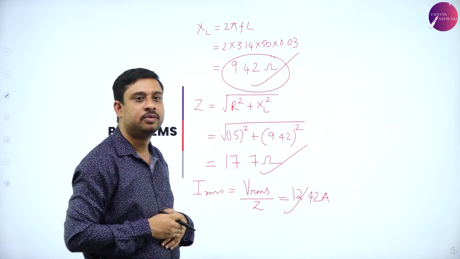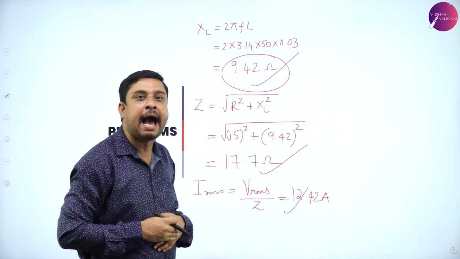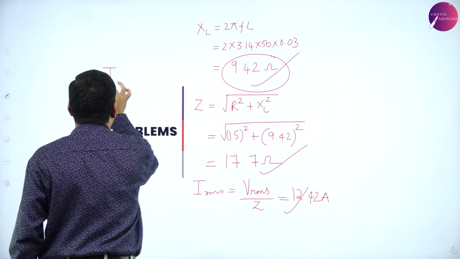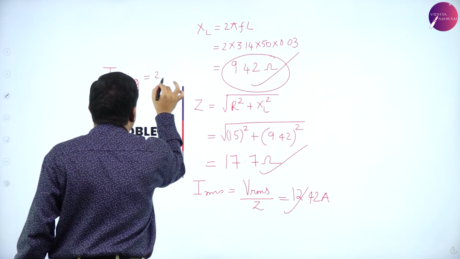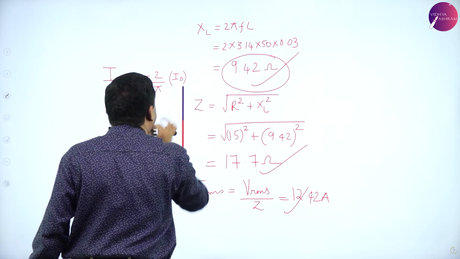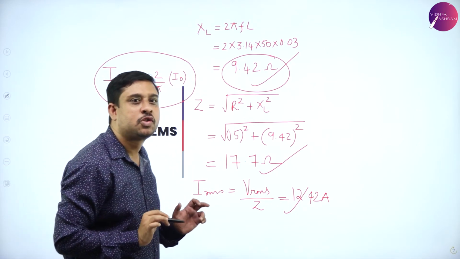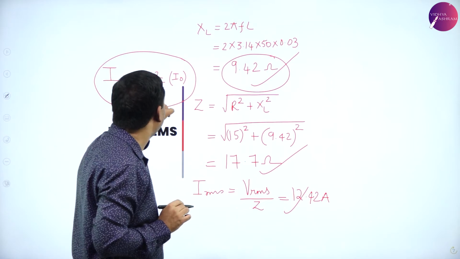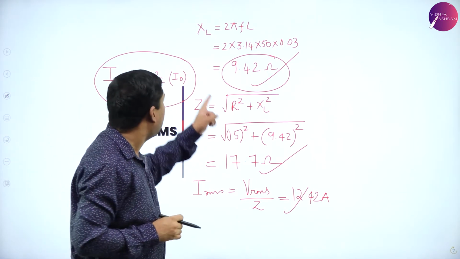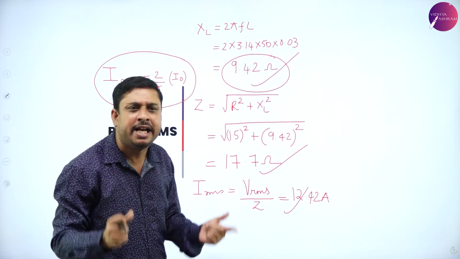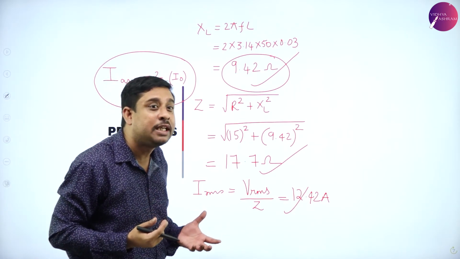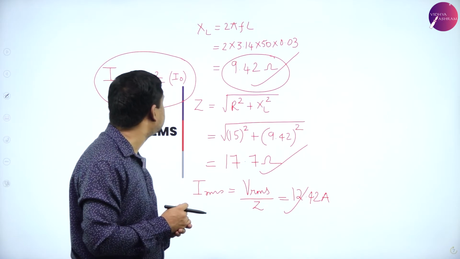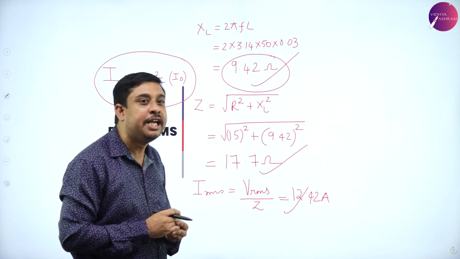Now coming to the specification where I have to calculate the average value of current. So we know I average is 2 by pi times I naught. To solve this, I require I naught. What is I naught? Peak value of current. How do we find I naught? IRMS is here. So how do you relate IRMS and I naught?